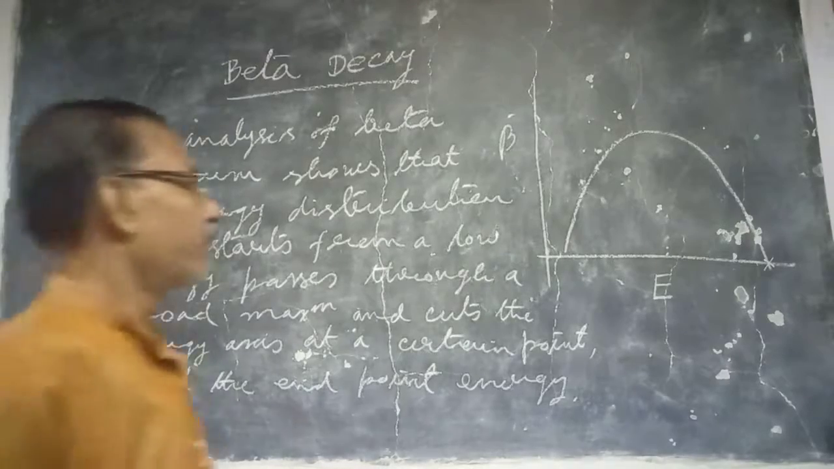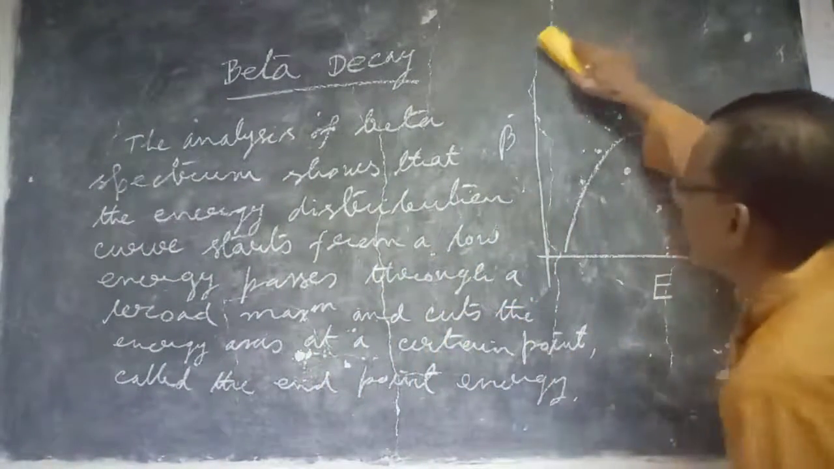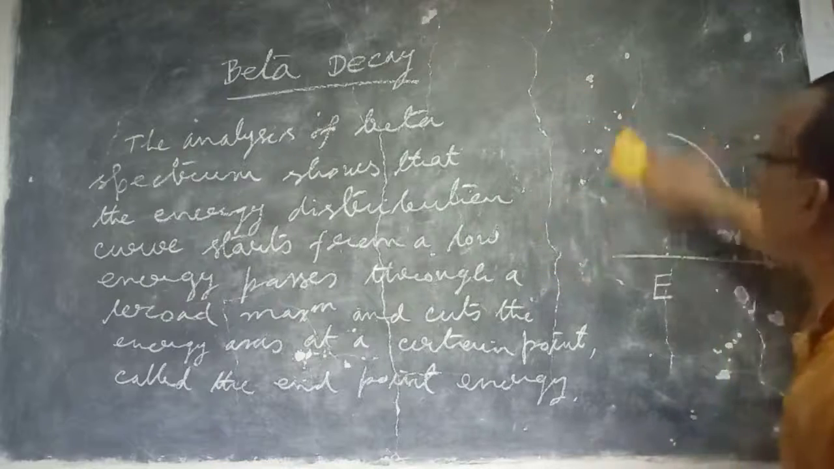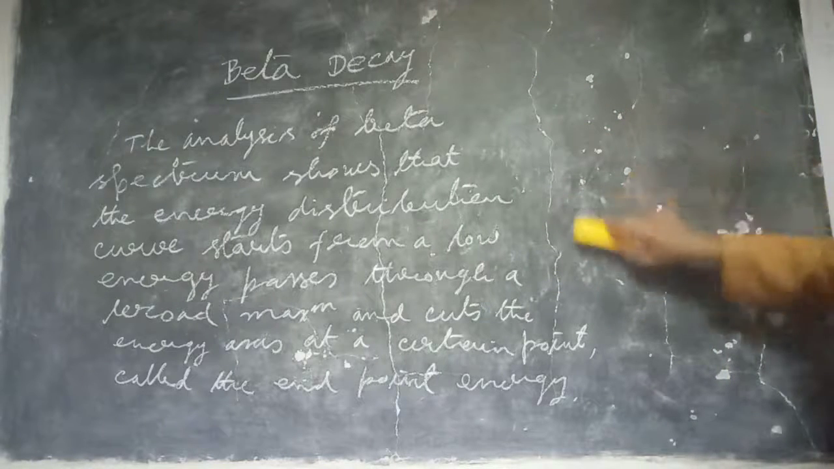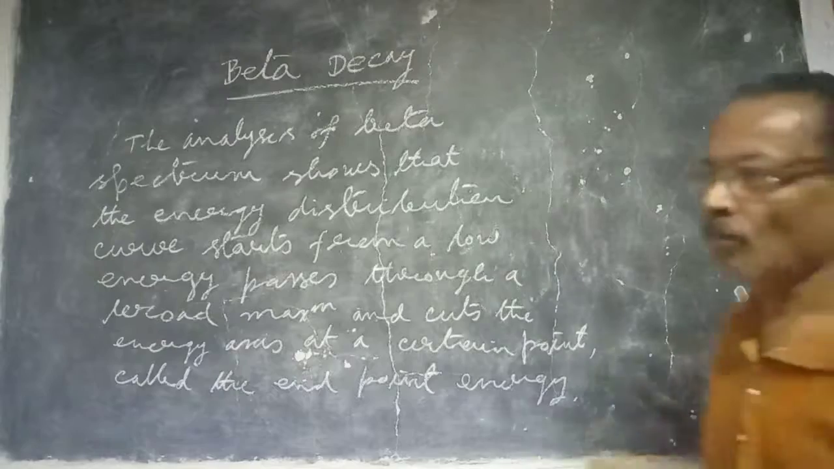Similar to the photoelectric effect, but the basic difference is that the atomic electrons are ejected in the photoelectric effect, and here the electrons are ejected from the nucleus.